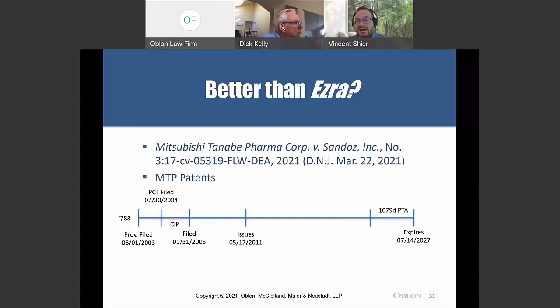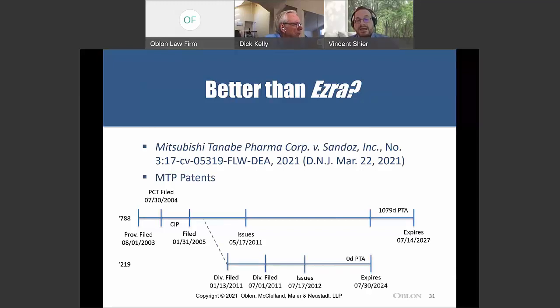Sandoz. In Mitsubishi Tanabe, there was an initial patent that had 1,079 days of patent term adjustment. A second patent, the 219, was filed as a divisional off of the same family. And this looks an awful lot like the scenario that was addressed by the Western District of Michigan in Magna.